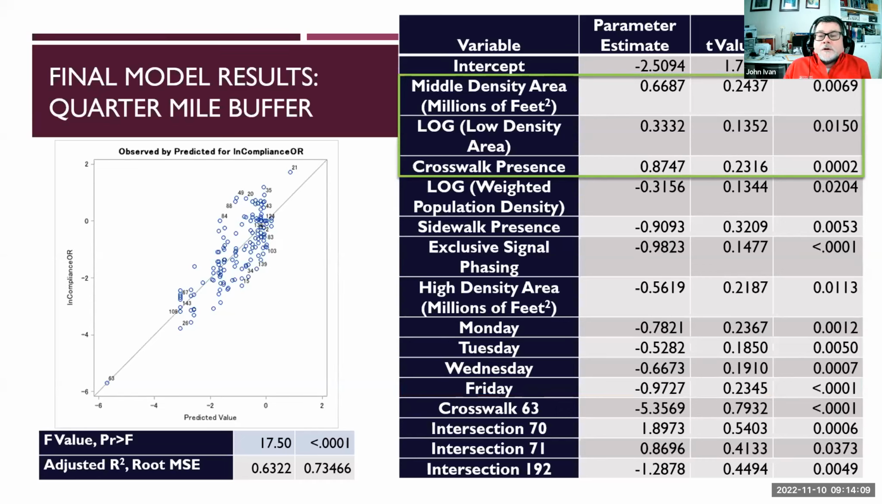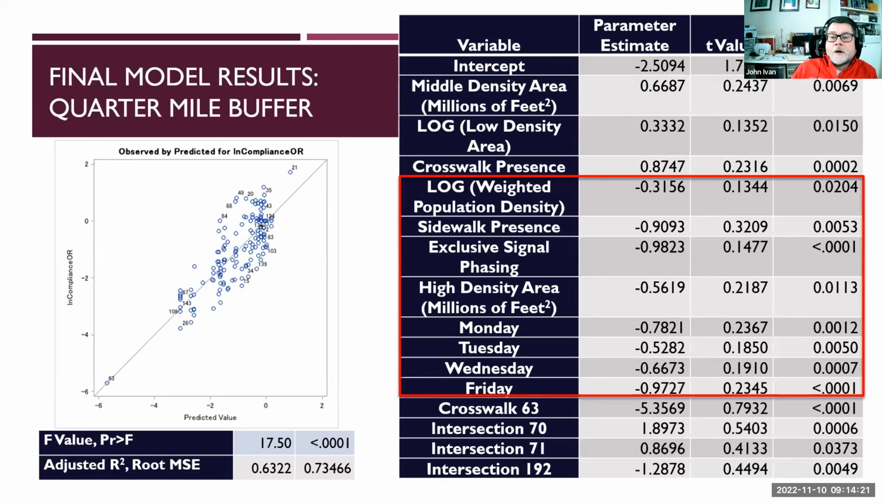So one at a time here. What we found was if there was a middle density or low density area, as that increased, there was higher compliance. And when there was a crosswalk, there was higher compliance. There was less compliance as the population density increased. When there was a sidewalk, the compliance decreased. When there's exclusive signal phasing, it was less compliant. I'm going to get to that in a moment. And then the high density area as well. And then most days of the week besides Thursday, which was the base, were all lower.